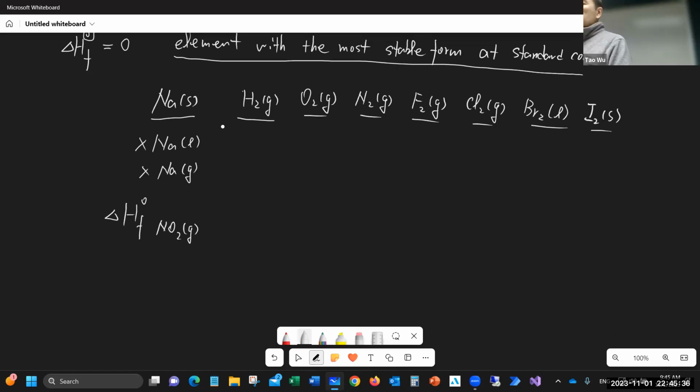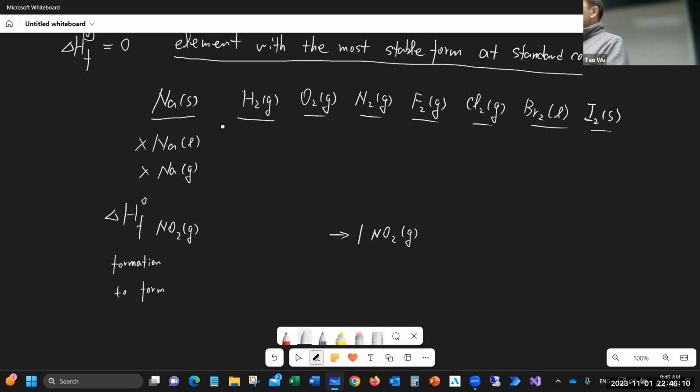And you've got to remember, this is talking about a formation, right? Formation generally just means to form, so we're going to produce, to form. How many moles of NO2? We're going to form 1 mole of NO2. So in this equation there is only 1 mole of NO2. This is for sure. You're going to form 1 mole of NO2.